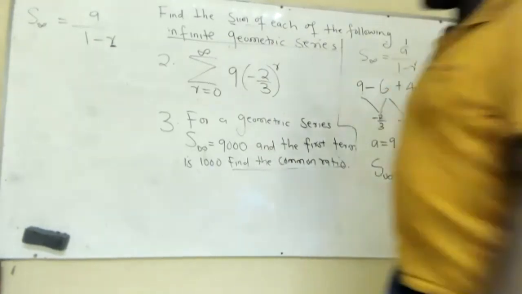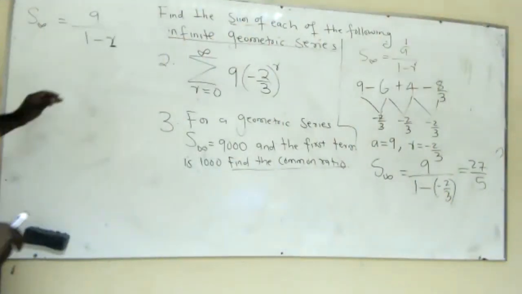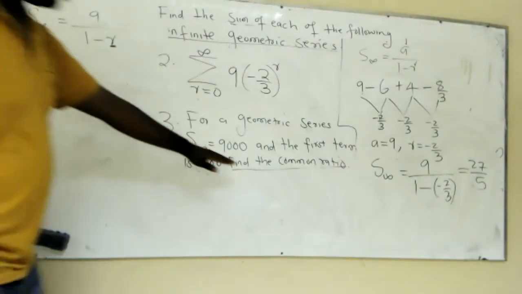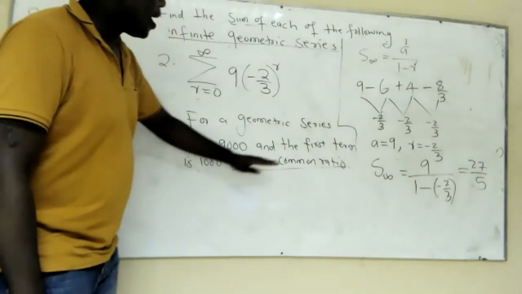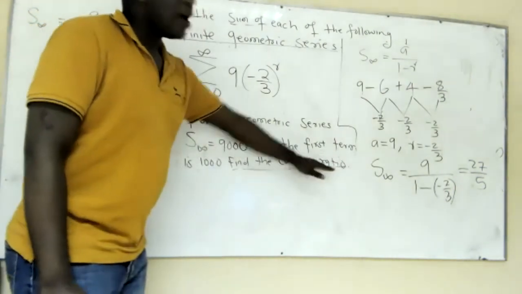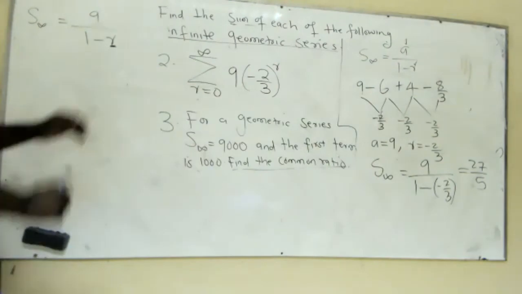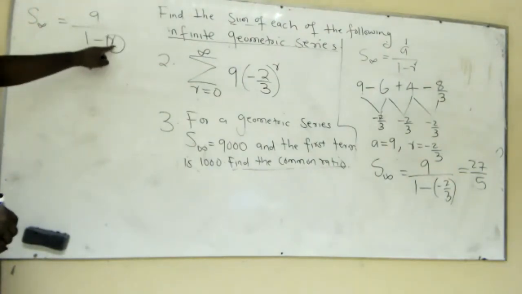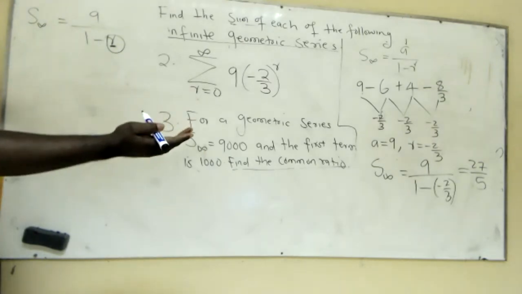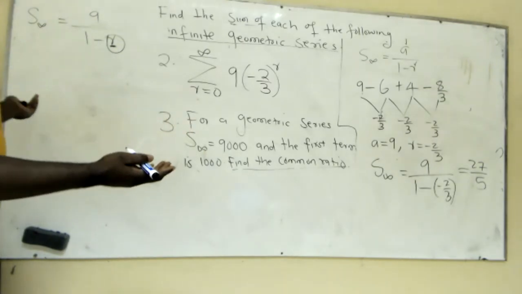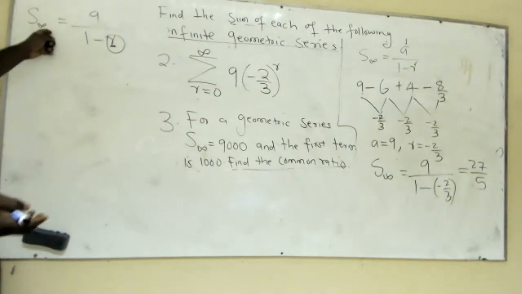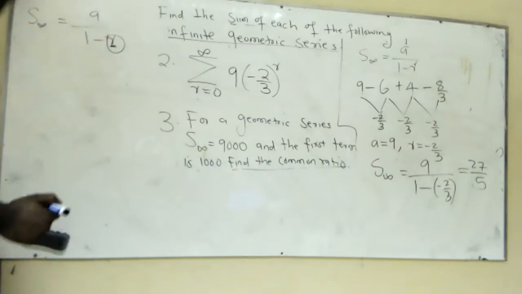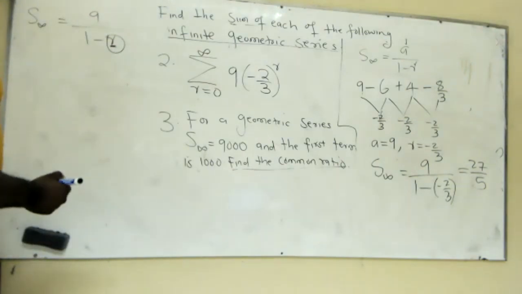Okay, let's substitute and see how we get to the answer. The question requires us to find the common ratio. So what is the common ratio here? We want to identify this ratio, but you can see you are not given any series. Therefore, you need to take advantage of the formula, because we have enough information to get to the common ratio that we are looking for.